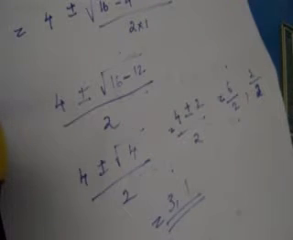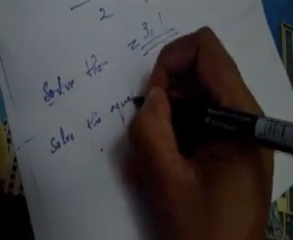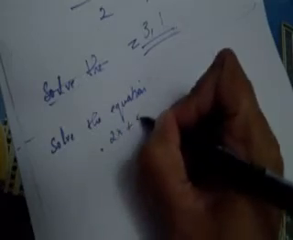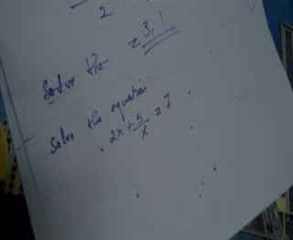Now we'll go on to another question. Solve the equation 2x plus 5 by x is equal to 7. That is the question.